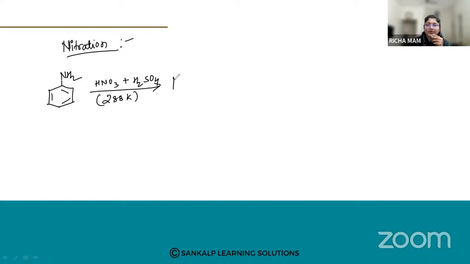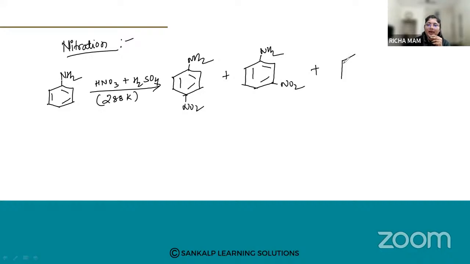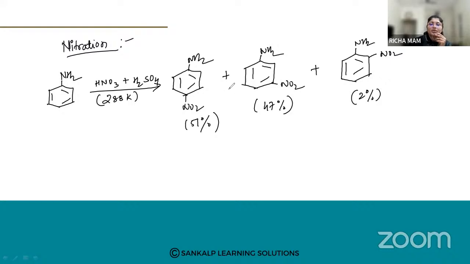At 288 Kelvin, what are we going to get? We are going to get byproducts like this: NH2 with NO2, the para, meta, and ortho substituted products, in one stretch only. This is 2%, this is 47%, this is 51%. But the product obtained will be a black tarry substance. You do not get a proper product by this reaction.